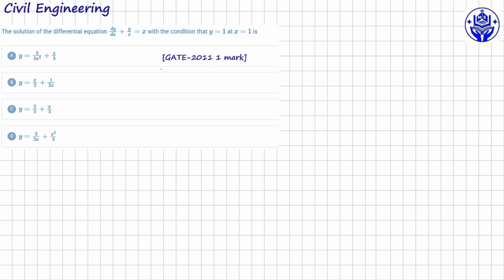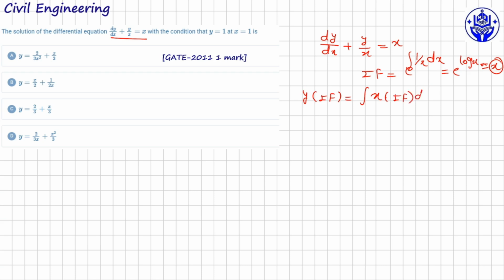Next, this is the question here. It is a linear differential equation again: dy by dx plus y upon x equals x. Now what is the integrating factor for this? e to the power of integral of 1 by x dx is nothing but e to the power of log of x, and here it is nothing but x. So the solution is y into the integrating factor equals the integral of the right hand side into the integrating factor dx plus c. So y into x equals the integral of x into x, which is x square, dx plus c. So y into x equals x cube by 3 plus c.